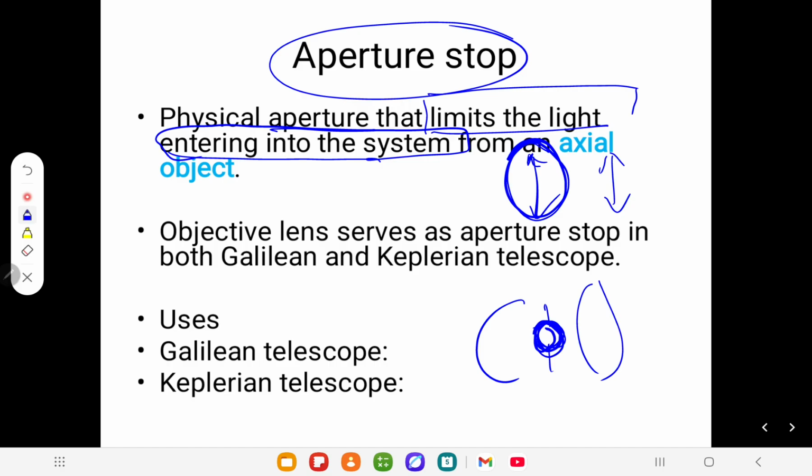It's really important to understand this concept. Okay, so the objective lens itself acts as an aperture stop. This is a very huge and very important point. I'll make sure you understand this concept. So the objective lens serves as an aperture stop in both the Galilean and Kepler telescope.